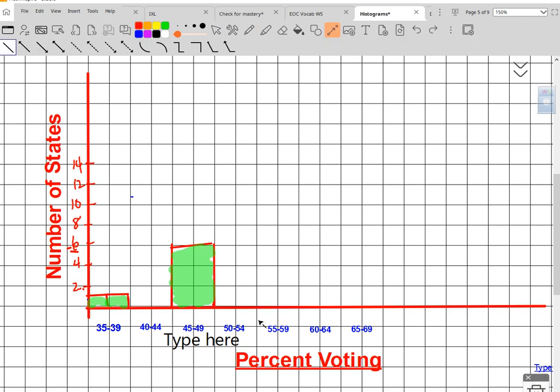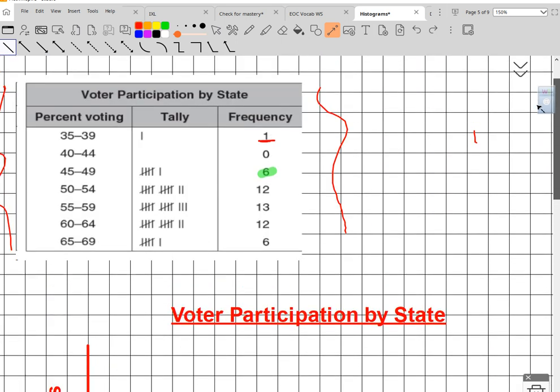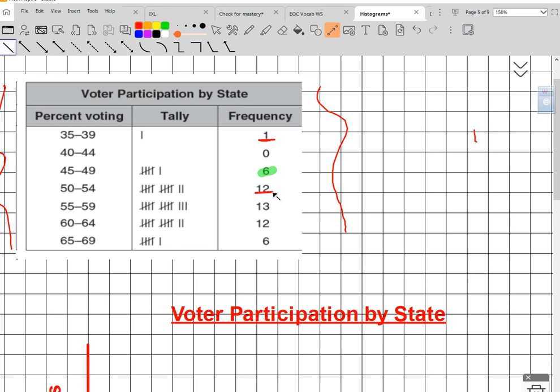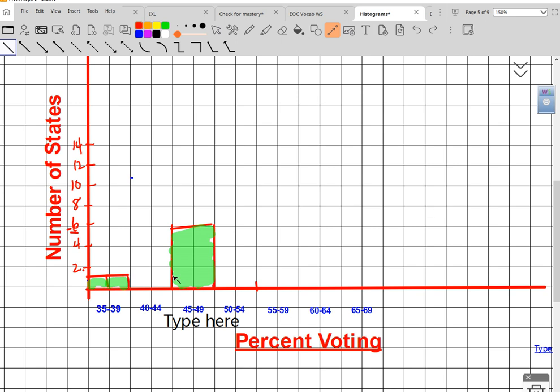My next bar is going to go from here to here, and that's 50 to 54. So that frequency is 12, right? So we're going to go down here, and now this bar has to go all the way up to 12. So this bar goes up even with 12, and we're going to draw our bar and then color it in. We can't leave spaces in between our bars unless they have a bar that's 0.